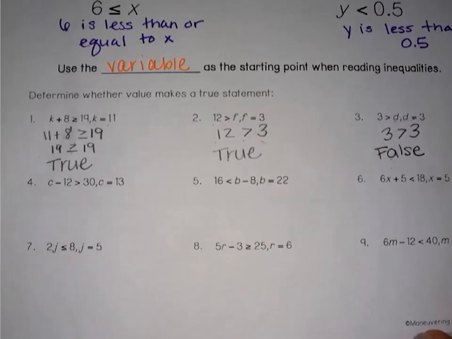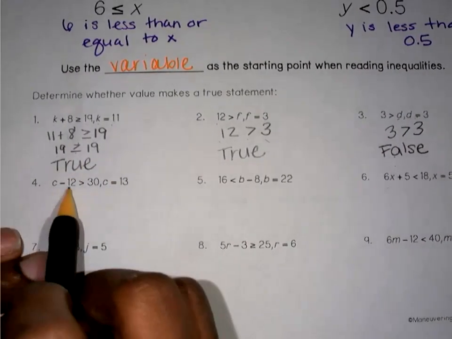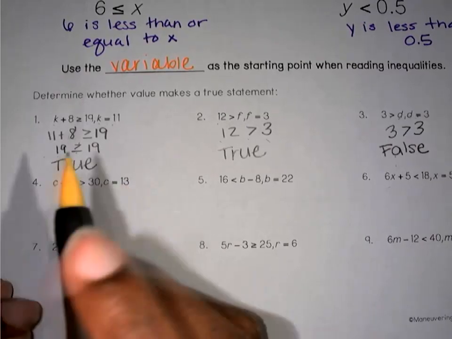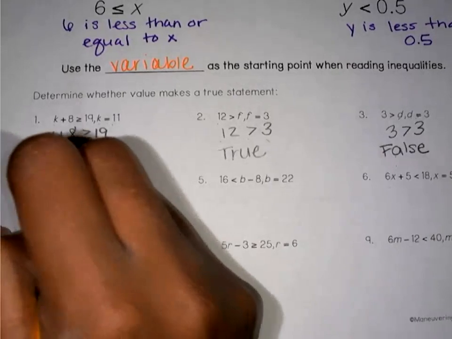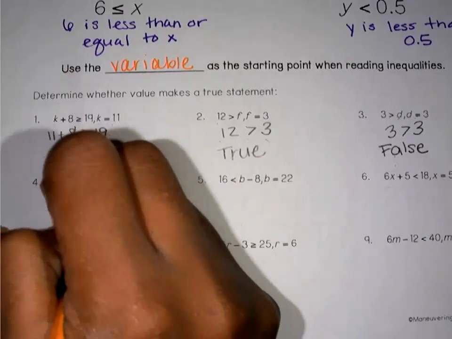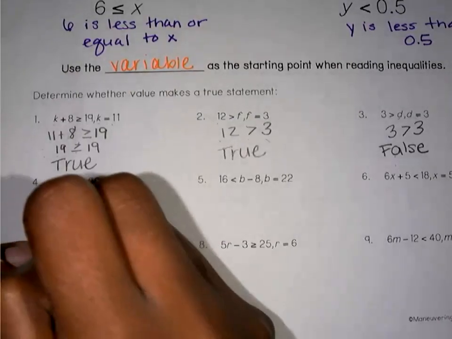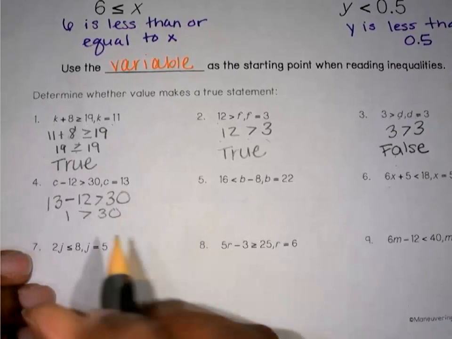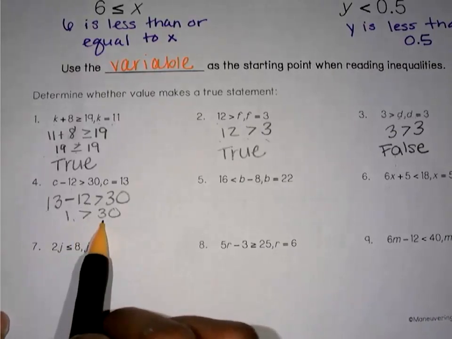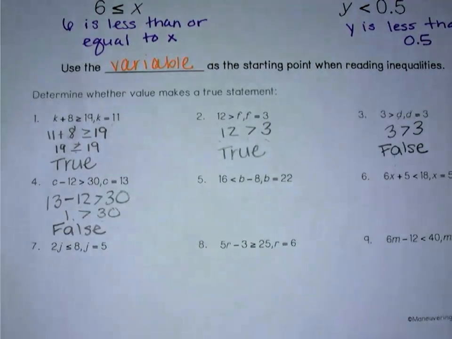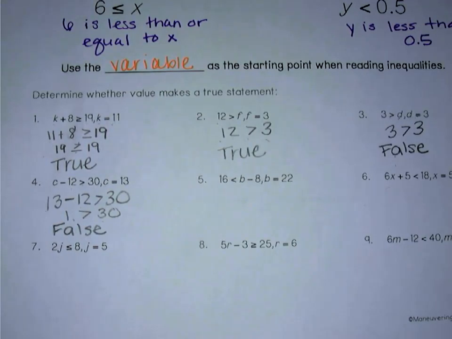All right, and 4 says c minus 12 is greater than 30 when c equals 13. So I'm going to place 13 right there, minus 12 is greater than 30. Now 13 minus 12 is 1. Keep my same sign in that number. Is 1 greater than 30? No, that is false. So you guys go ahead, do 5, 6, 7, 8, and 9, pause it and come back to it, and we'll go over it.